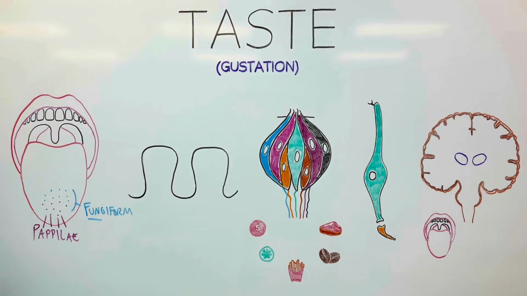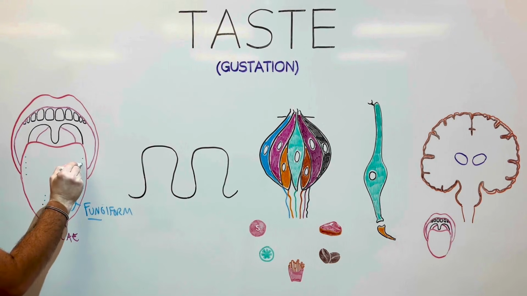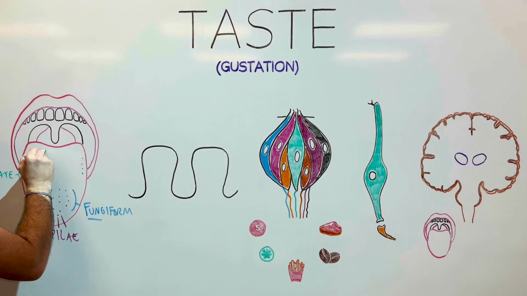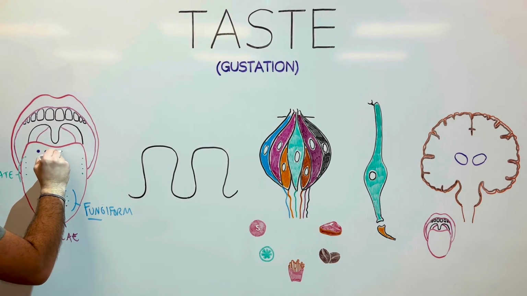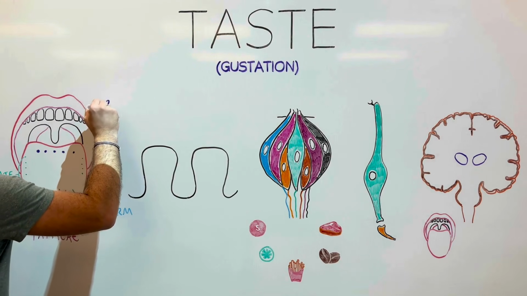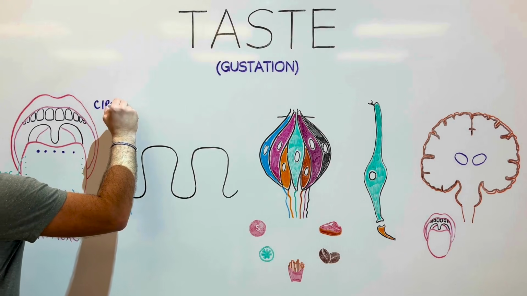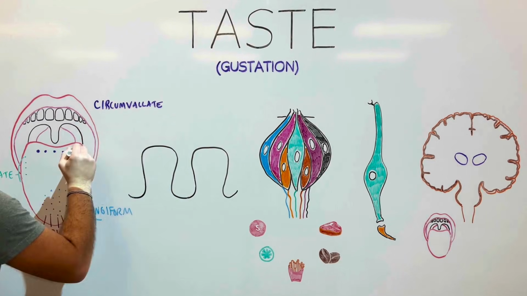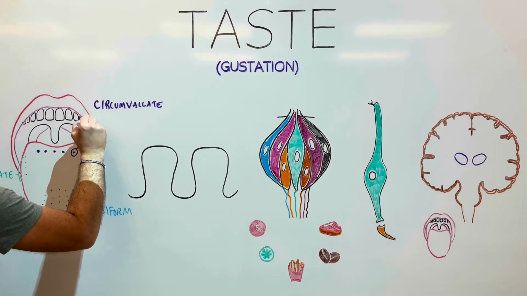You also have some papillae on the sides, the back sides of your tongue. These are called foliate papillae. And lastly, you have these giant kind of V-shaped papillae in the back of your tongue, right here, called circumvallate papillae. And here's my circumvallate papillae.